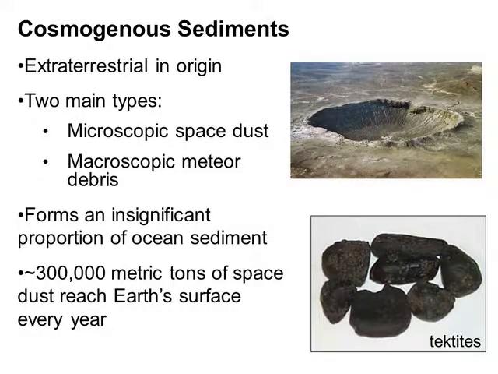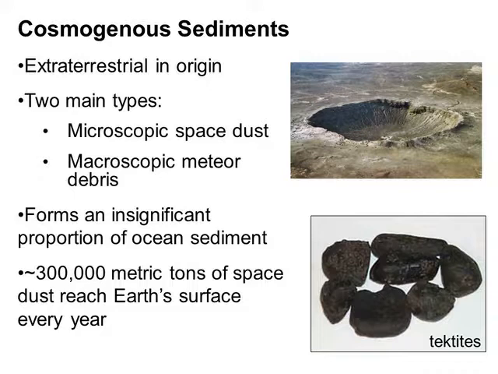Now let's talk about cosmogenic sediments. These are sediments that are brought in that are extraterrestrial, and you have two different types. You have your microscopic and you have your macroscopic. So we're all familiar with the macroscopic, which is the top image there. Meteorites of varying sizes can create some pretty significant craters. And then microscopic are these tektites down in the bottom right hand corner there.